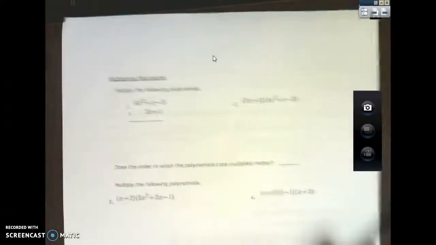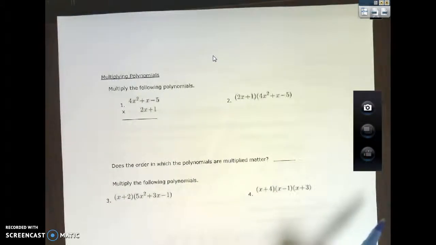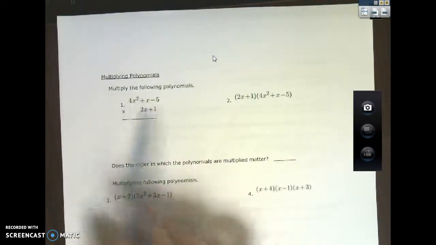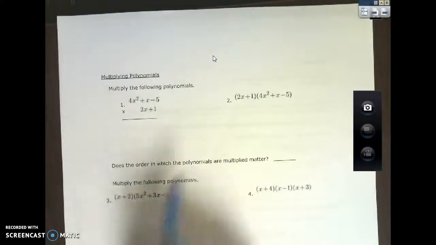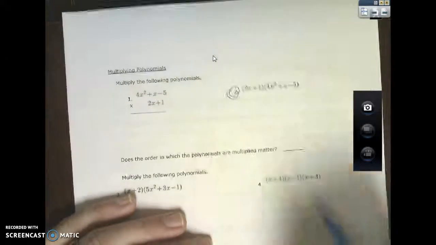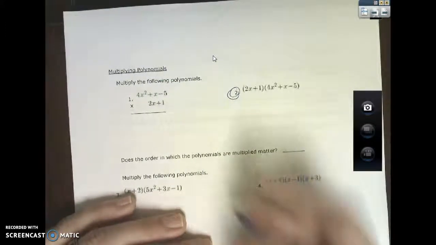Alright. Multiply the following polynomials. Now, we are multiplying binomials, which are 2 things, by trinomials, which are 3. Please make sure you're comfortable with that vocab. There are 2 ways to do this. Typically, I like number 2, but I want to show you number 1 too, in case anybody prefers this.